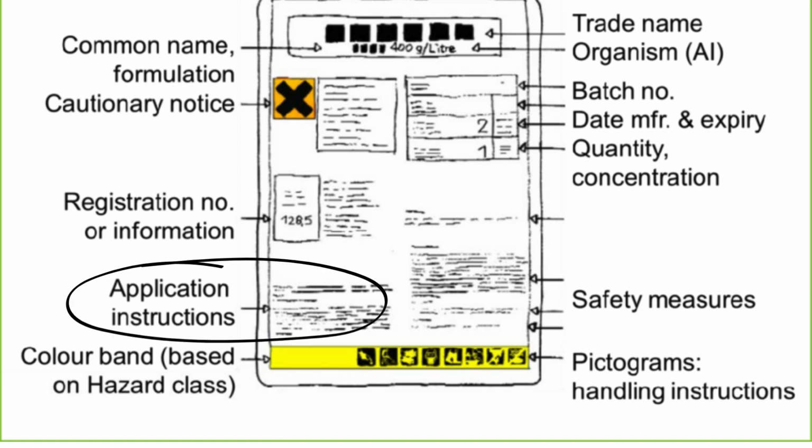Now, let's talk about the directions for use. This is where you'll find the nitty-gritty details. What pests the product targets, which crops it can be used on, how much to apply, and how often. Following these instructions ensures the pesticide works effectively and safely.